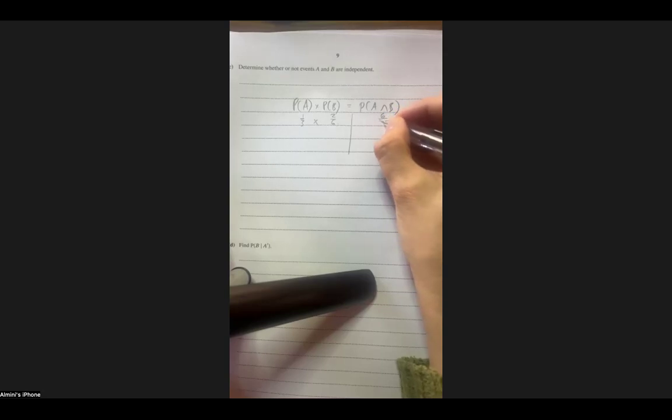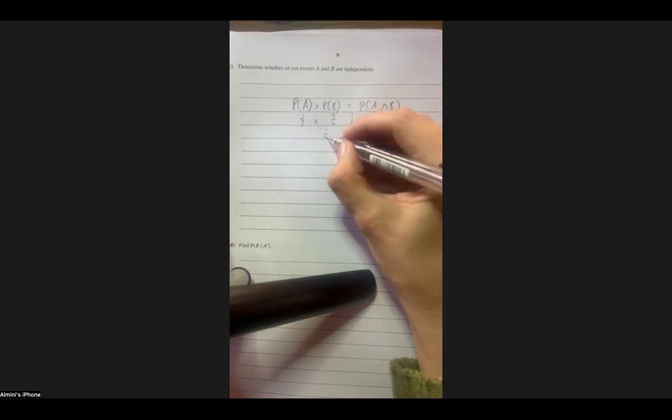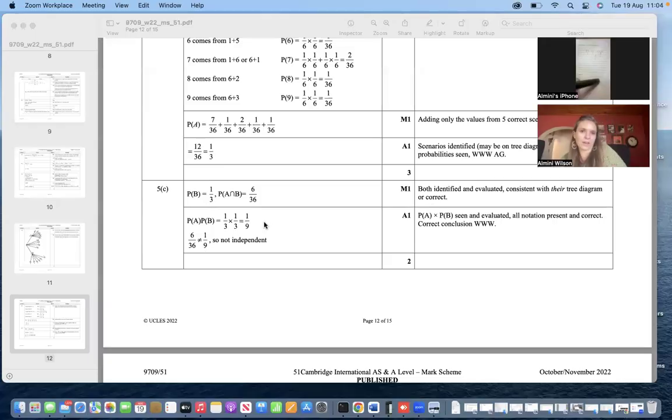That gives me 6 out of 36, if you remember how many of those scenarios we counted, which reduces down to 1 over 6, whereas this one reduces down to 1 over 9. So if you see that these are not equal to each other, just check on the memo. 1 over 9 is not equal to 1 over 6, so they are not independent. Important to make that classification there. Okay, let's go on to the next one, which is also our last question.